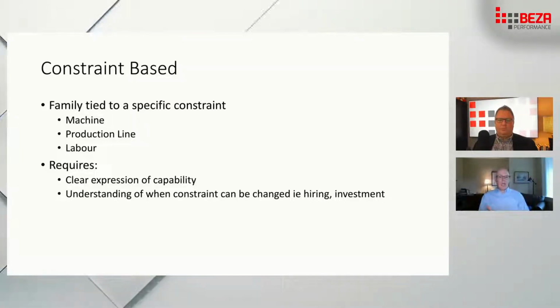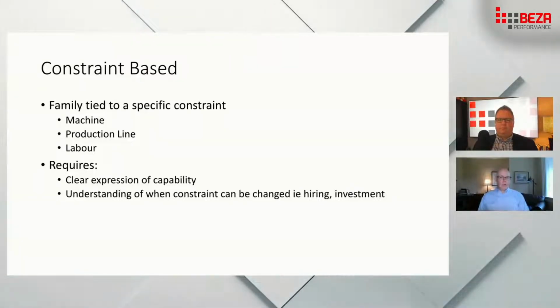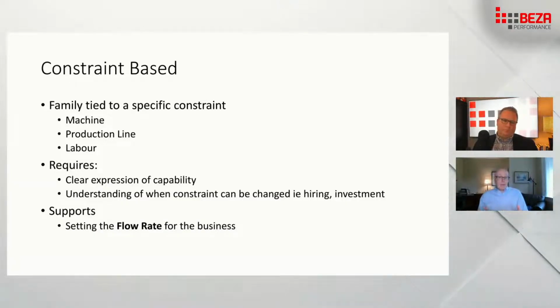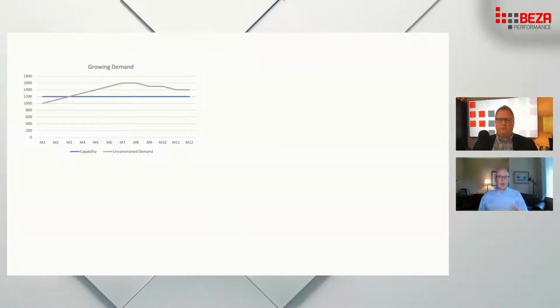And so we have to know what that capability is, and we have to understand when that constraint can be changed, whether that's hiring or some additional investment. And then, as I mentioned before, it's got to set, or support setting, that flow rate for the business. And I thought what I would do with this is go through a couple examples.